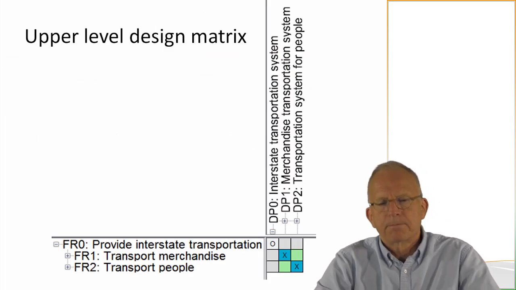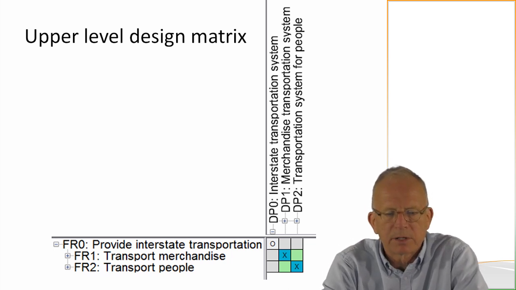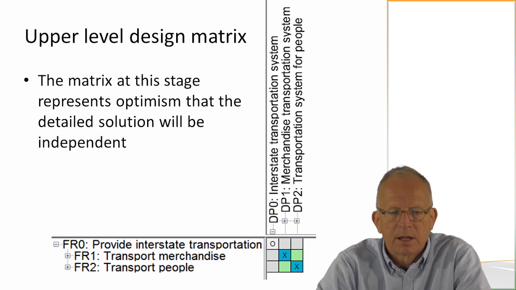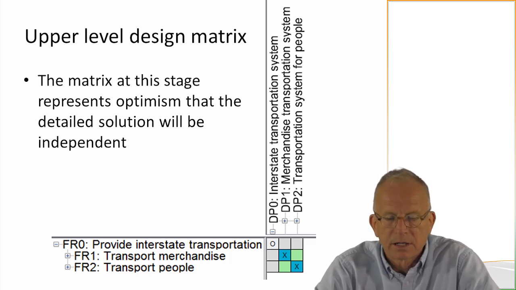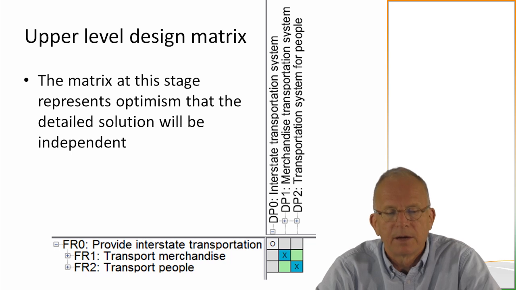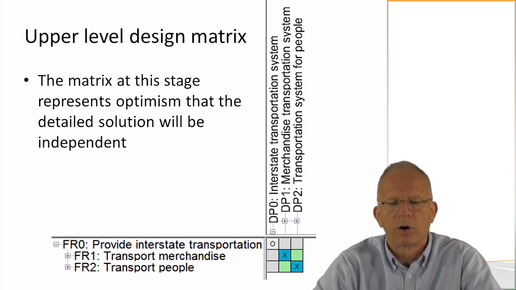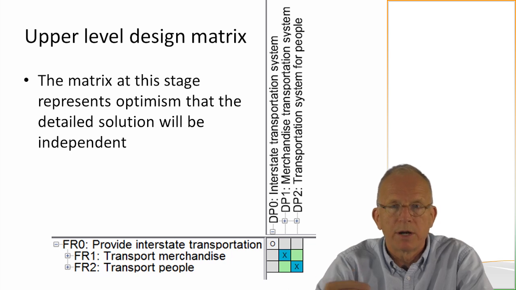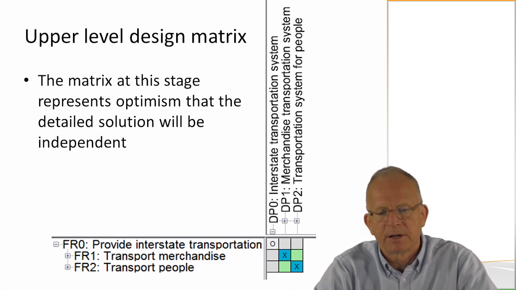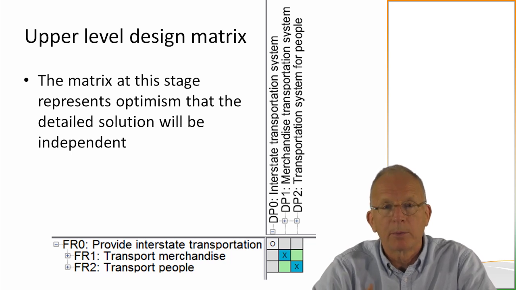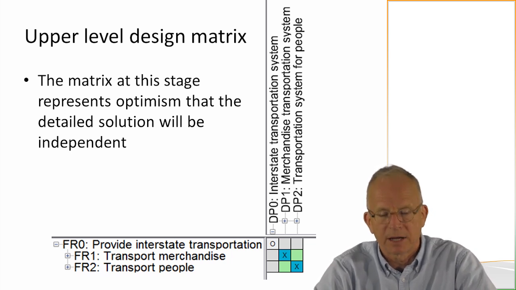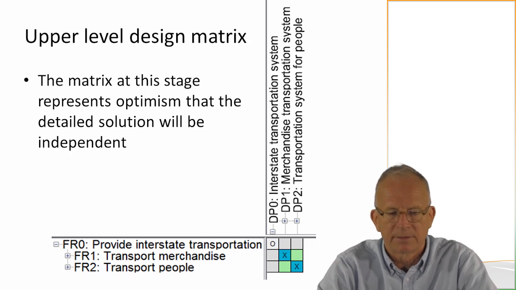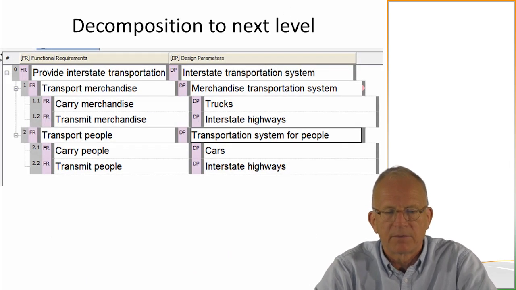All right, so if we take a look at the upper level design matrix at this point, it looks like it should be diagonal. And as I've said before, expressing this as being diagonal at this point essentially represents our optimism that we will be able to find a decomposition that will in fact keep this diagonal. And so we need to drive this down further. All right, so let's decompose the next two levels. So transport merchandise.